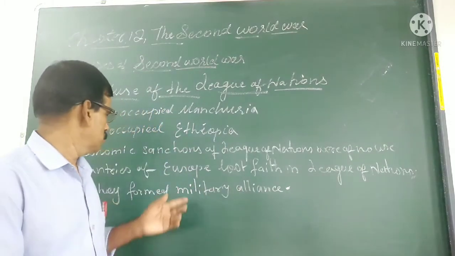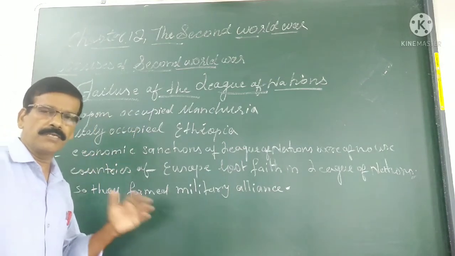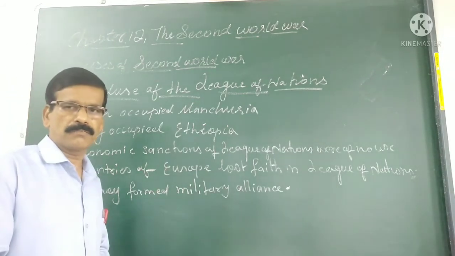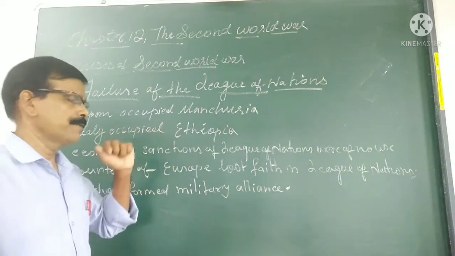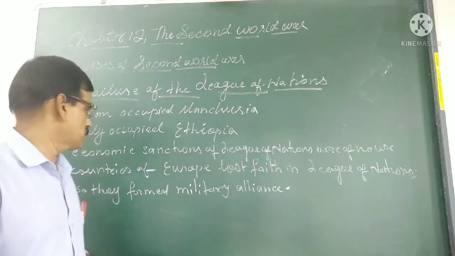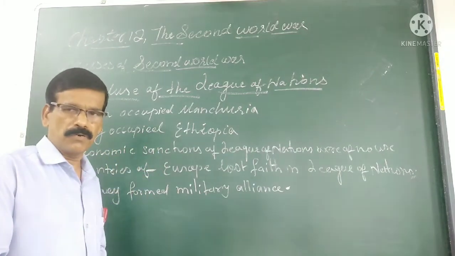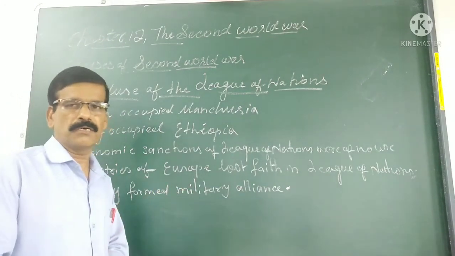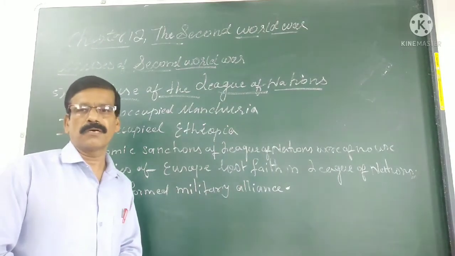For example, when Japan occupied Manchuria, a Chinese province, the League of Nations could not do anything. Despite their advice, Japan continued there. And similarly, Italy also occupied Ethiopia, much against the wishes of the League of Nations. And the economic sanctions of the League of Nations were of no use at all. And the countries of Europe lost faith in the League of Nations. So they wanted to form military alliances with other countries.